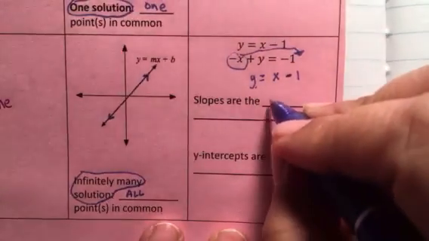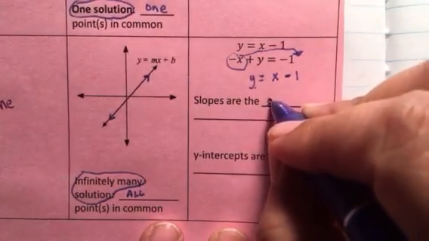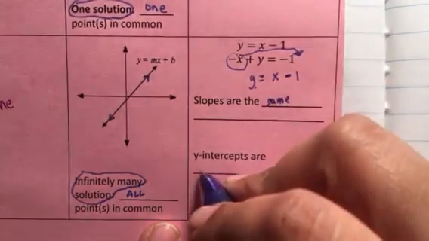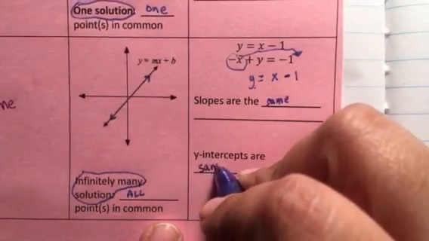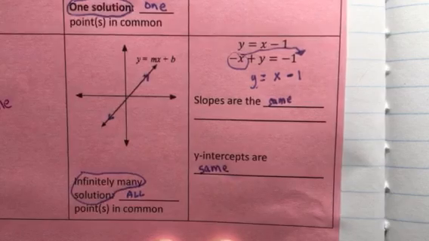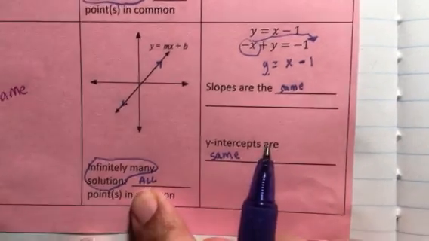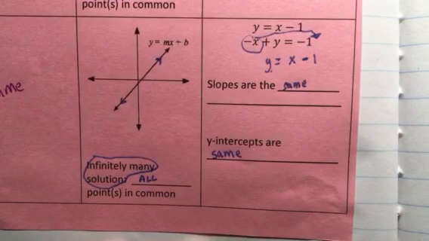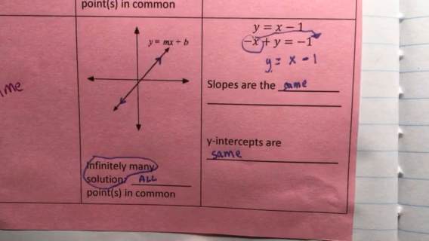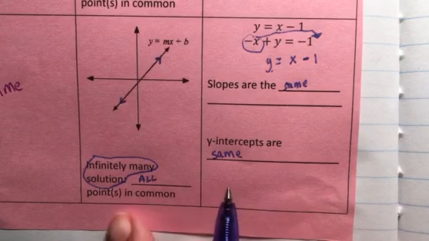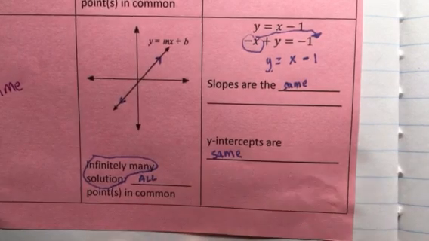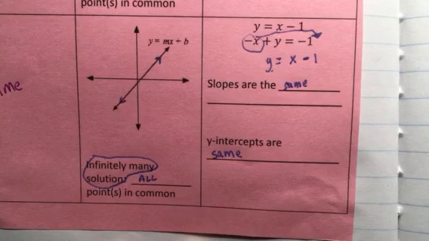Here your slopes are the same, and so are your y-intercepts. So identical lines, identical equations, and this is infinitely many solutions. Your EOC test could say all real numbers, but I just need you to know that every single point is in common. Okay, let's go to page 4.